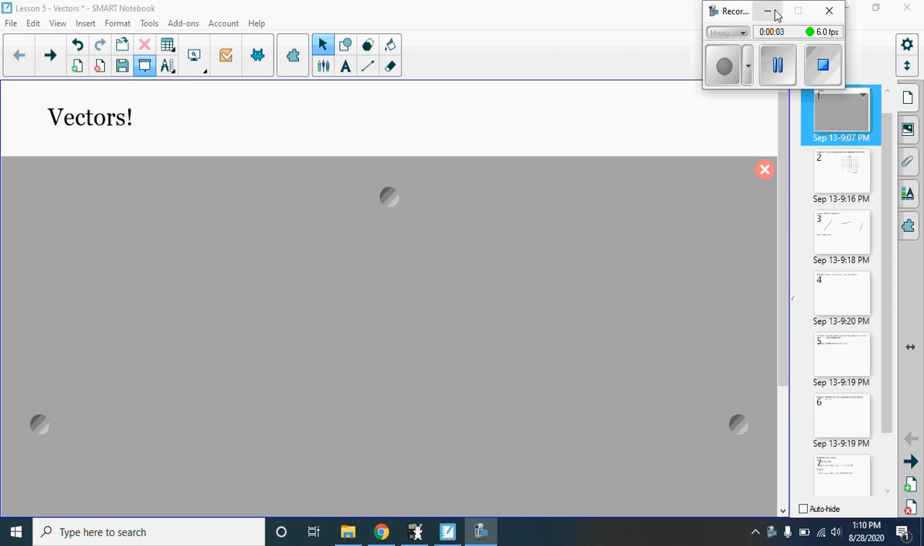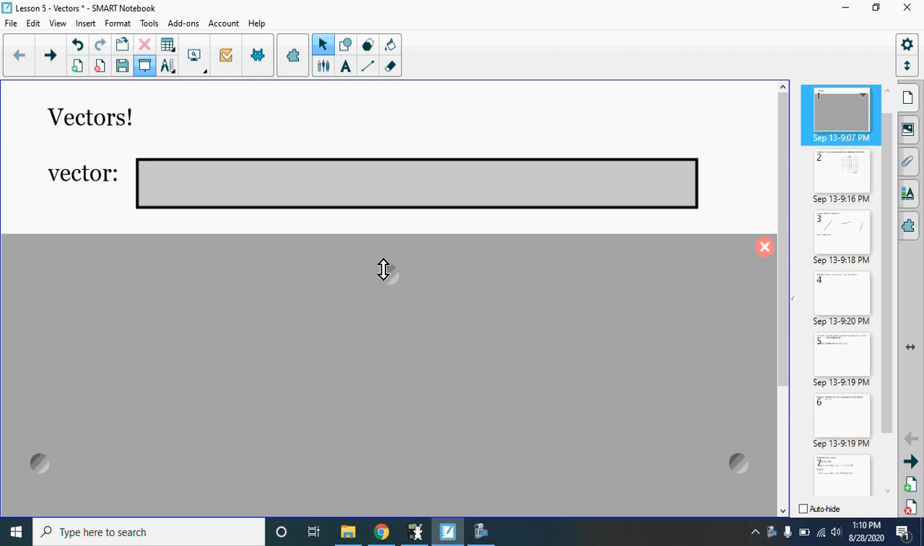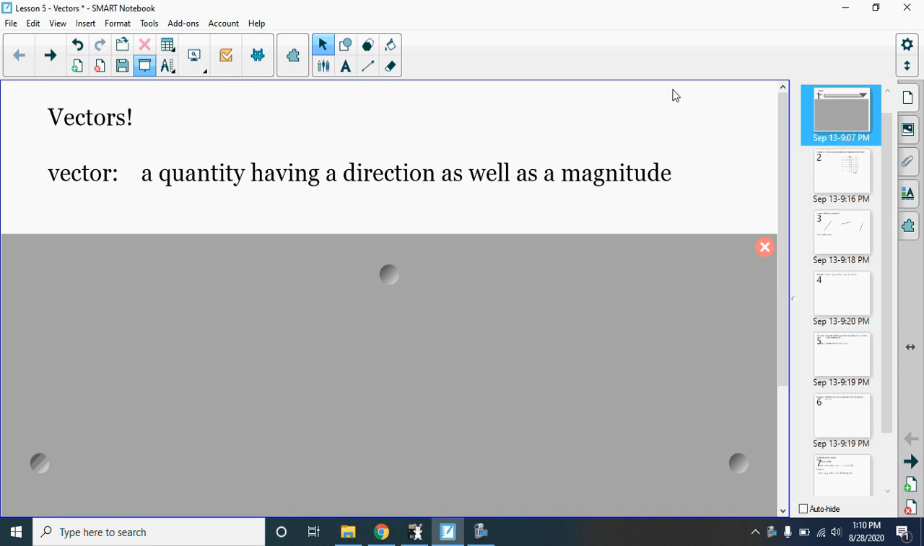Last lesson in Unit 1 here, it's all about vectors. Vectors! First of all, a vector, if you've taken physics, hopefully you're familiar with vector. It is a quantity that has a direction as well as a magnitude. So direction is which way it's pointing, magnitude is how big it is.